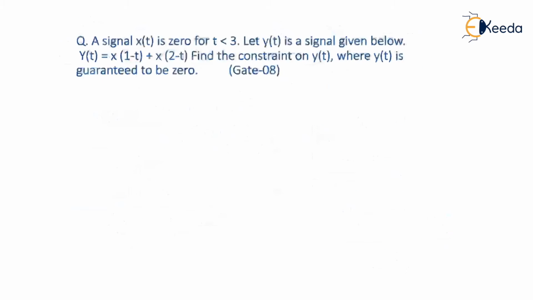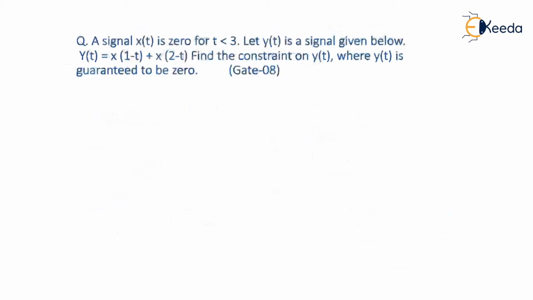A signal x of t is 0 for t less than 3. Let y of t is a signal given below, and as you can see, y of t expression is given in terms of x of t, where y of t is equal to x of 1 minus t plus x of 2 minus t. Find constraint on y of t where y of t is guaranteed to be 0. It is GATE 2008 question. We'll see how to deal with this.